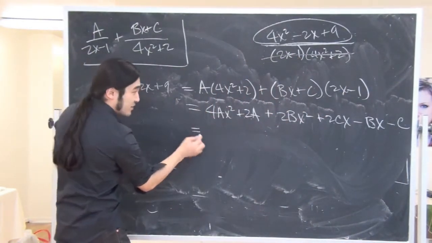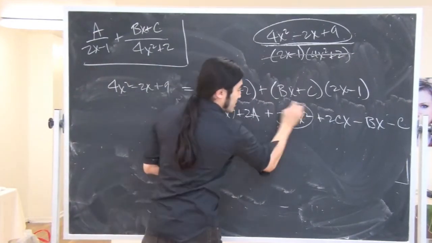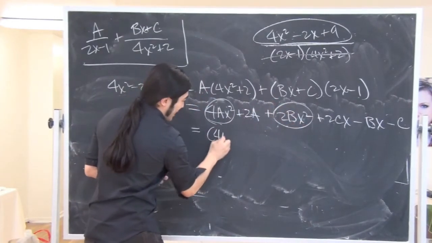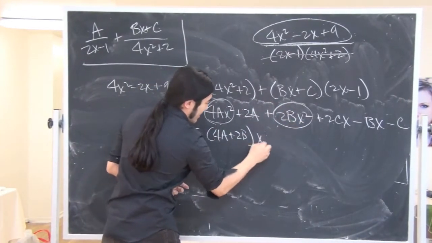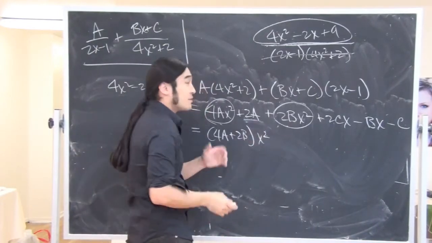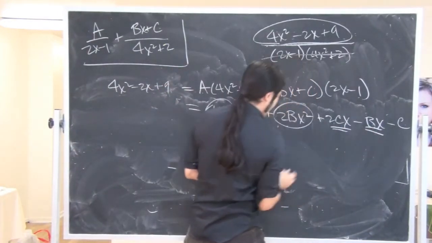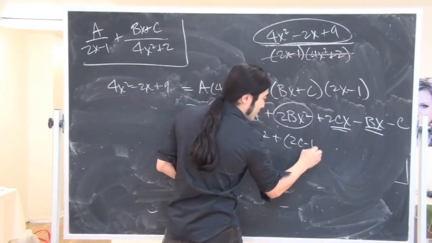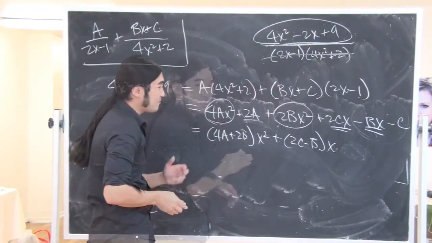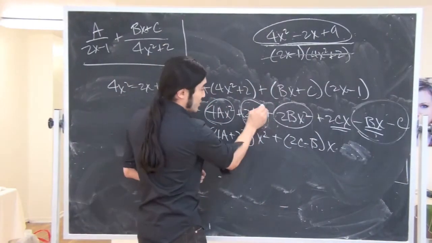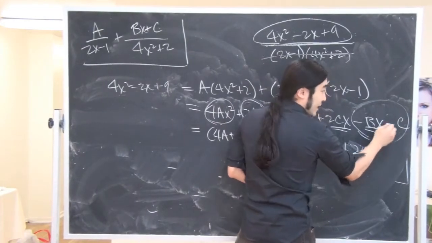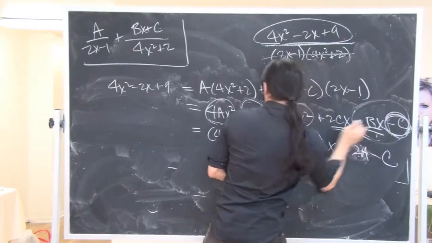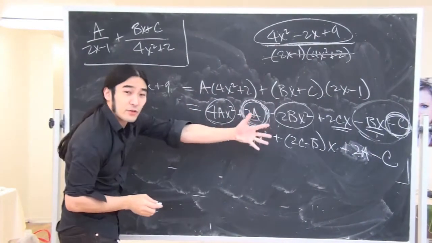Then I want to collect terms. So if I collect terms, let's gather all the x squareds together. So there's 4a apples and 2b apples. So that should be 4a plus 2b apples. Now let's collect the x terms. So over here, it looks like 2cx minus bx, but that's going to be the same as 2c minus b times x. So now let's collect those constant terms. So it's going to be 2a and minus c. Okay, sorry, I kind of crunched that there. All we do is collect all the terms piece by piece.